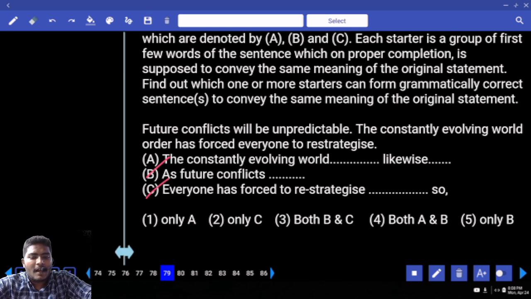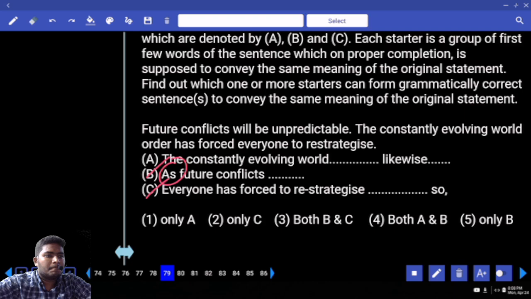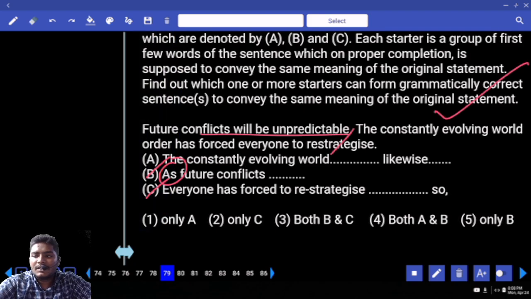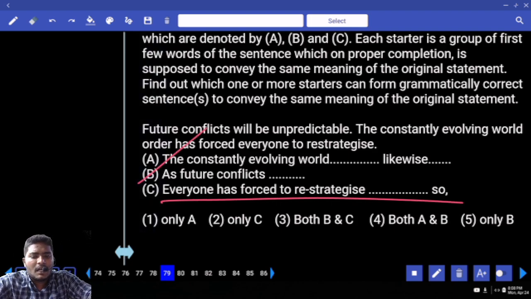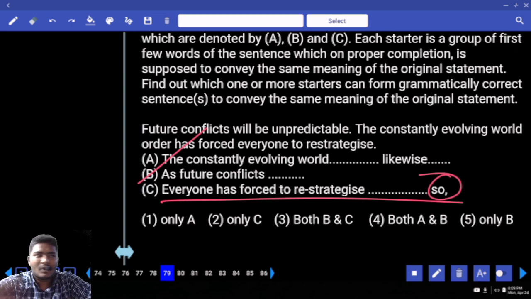Next one, B and C. Look at B. As future, as shows what here? What does the word as show in English? It shows the reason. As future conflicts will be unpredictable, the constantly evolving world order has forced everyone to re-strategize. As comes absolutely with a reason. It is a subordinating conjunction. B is absolutely fine. Move to C. What is there in C? Everyone has been forced to re-strategize. What does so give?